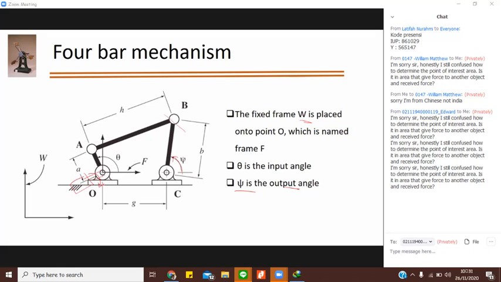The fixed frame length is G. The smallest is A, the coupler is H, and the other link is B. So this is the general description for this 4-bar mechanism.